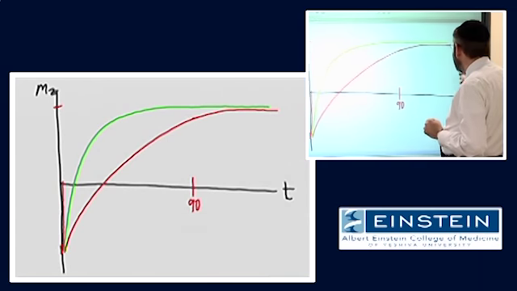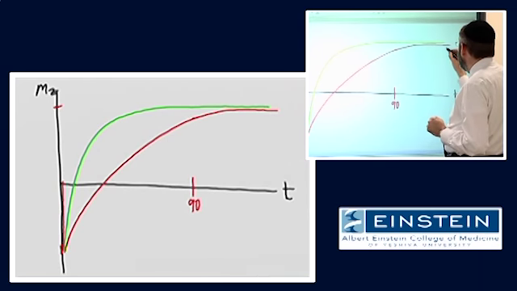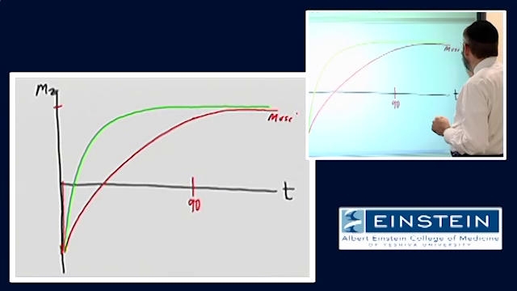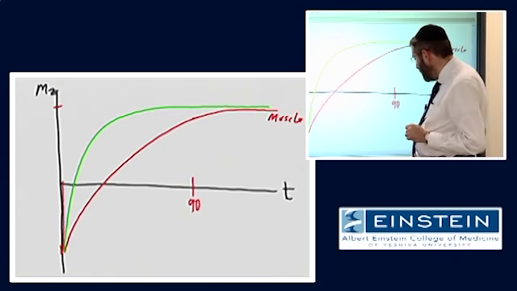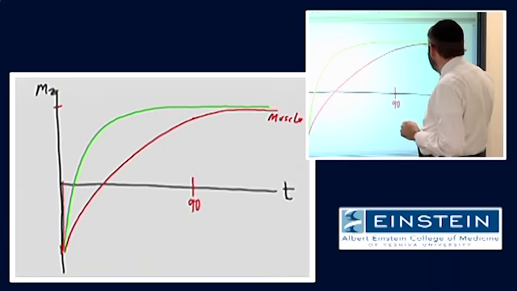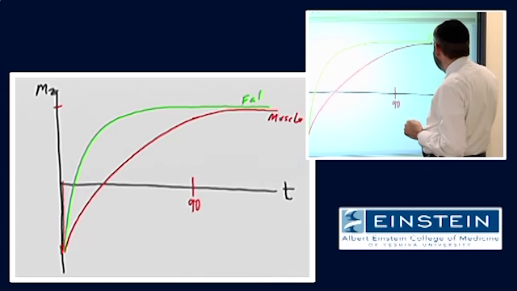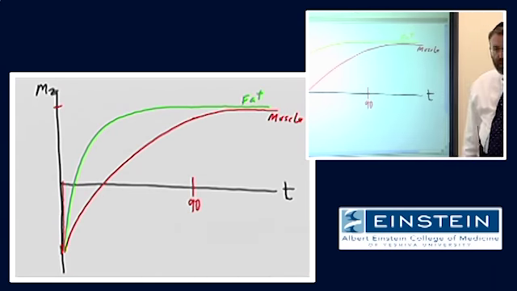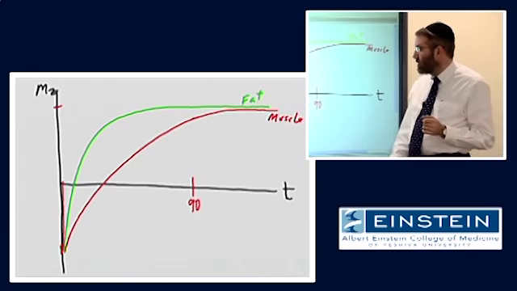And let's say that the red one is muscle, and the green one represents fat. Maybe this is from an MRI of the leg or something like that.